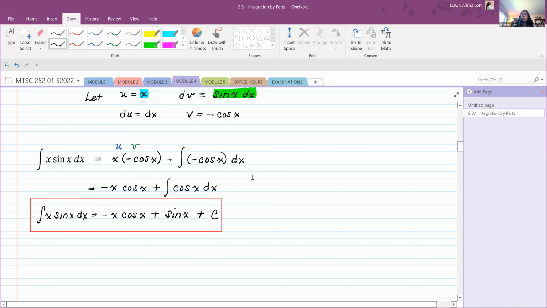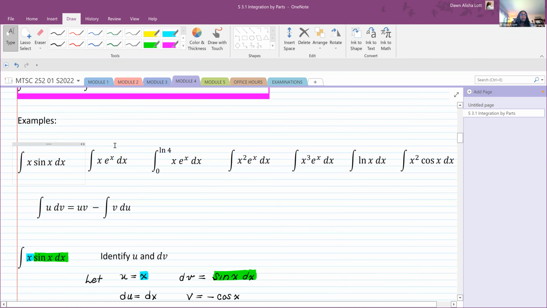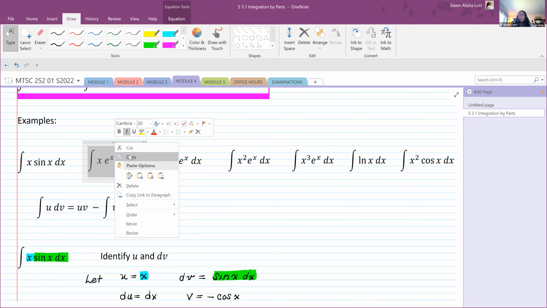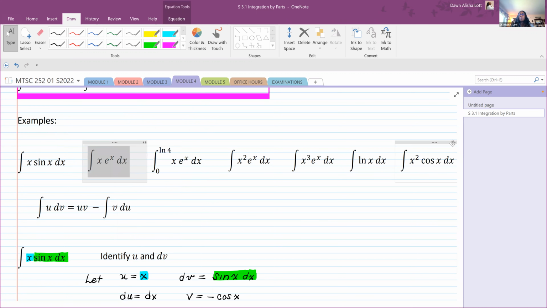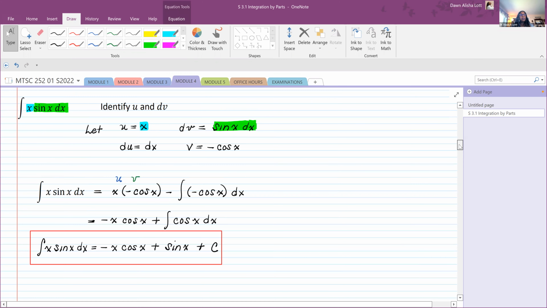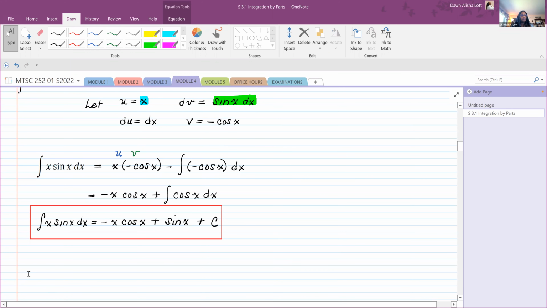All right, so here's our next problem. Any questions about that so far? I know that's the first problem. It's kind of like, what? But here's the second problem. We'll start to catch on. So the second one is the integral of x e to the x. So here's number 2.